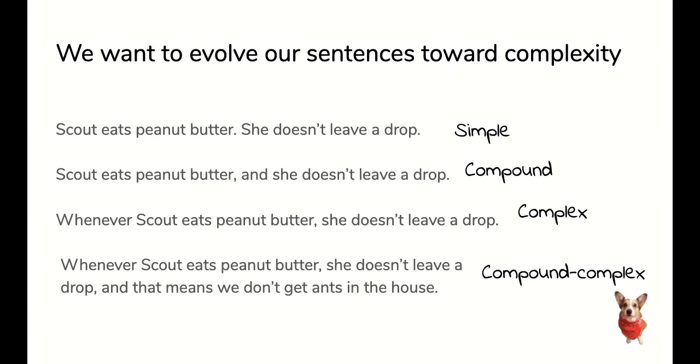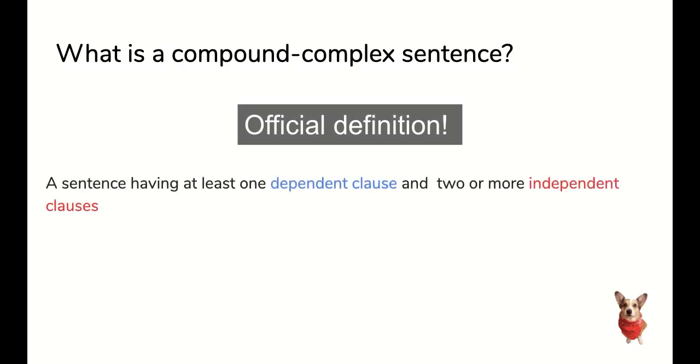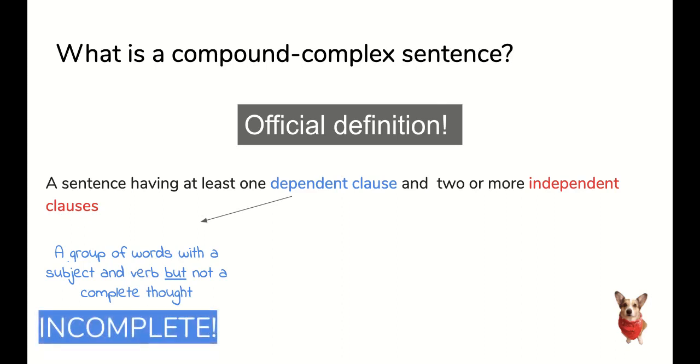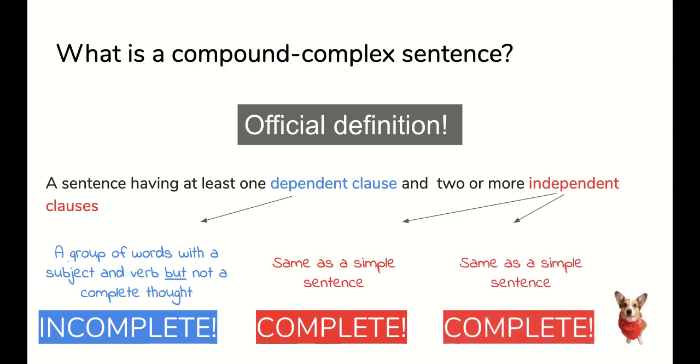So let's take a look at what a compound complex sentence is. For our official definition, it is a sentence having at least 1 dependent clause and 2 or more independent clauses. We know from our last 3 lessons that a dependent clause is a group of words with a subject and verb, but not a complete thought. It is incomplete. Independent clauses are the same as simple sentences. They are complete. In this case, we are going to have 2 of them and 1 dependent clause.